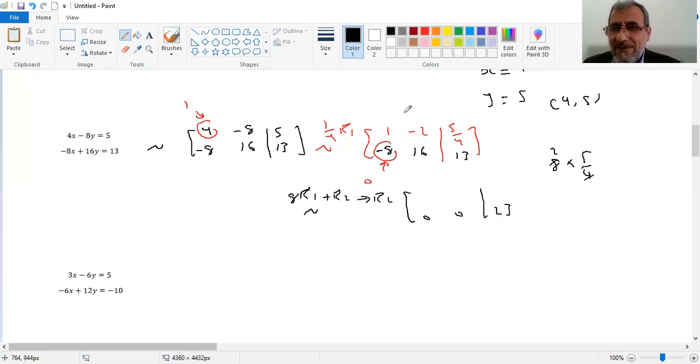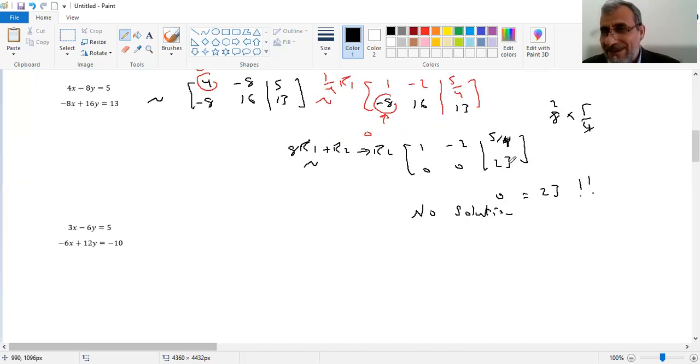And rewrite the first row: we have 1, negative 2, 5 over 4. But we have to stop here. Why? Because here I have 1, 0, 0, and I want 1. But look here: 0 equal to what? 0 equal to 23. How can 0 equal 23? Contradiction. Meaning in this example, no solution. It is called inconsistent: inconsistent, no solution. Yes, 0 equals 0, okay, but 0 is not equal to 23.